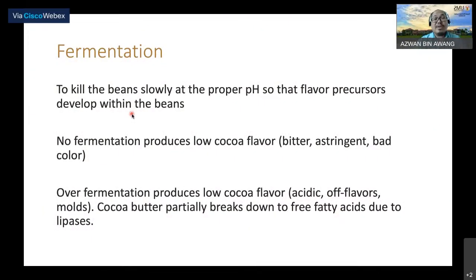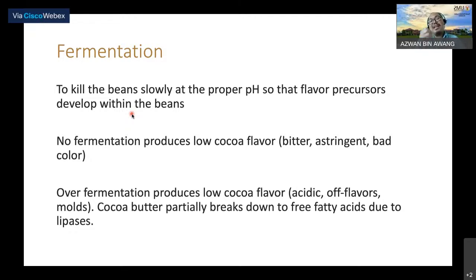All right. So now we go to fermentation. This is the first stage, an important step, whereby the process will kill the bean slowly, at the proper pH, so the flavor precursors will develop within the beans, right? There is no flavor yet; it is the flavor precursors that we develop during fermentation. With no fermentation, you will have low cocoa flavor.